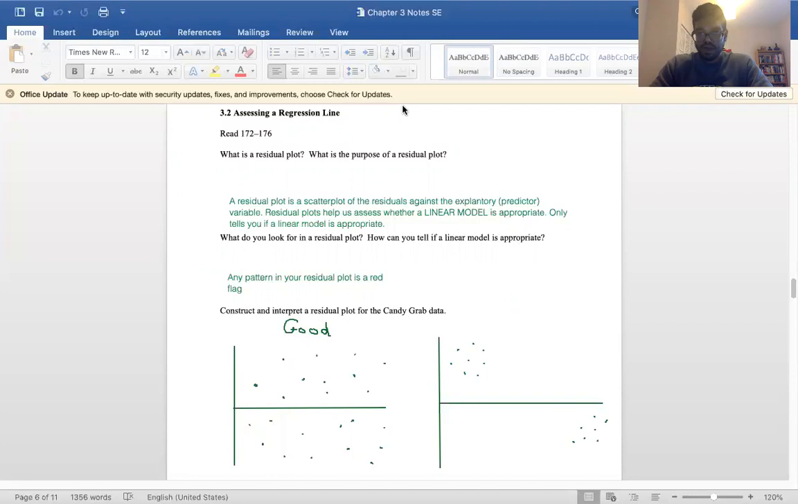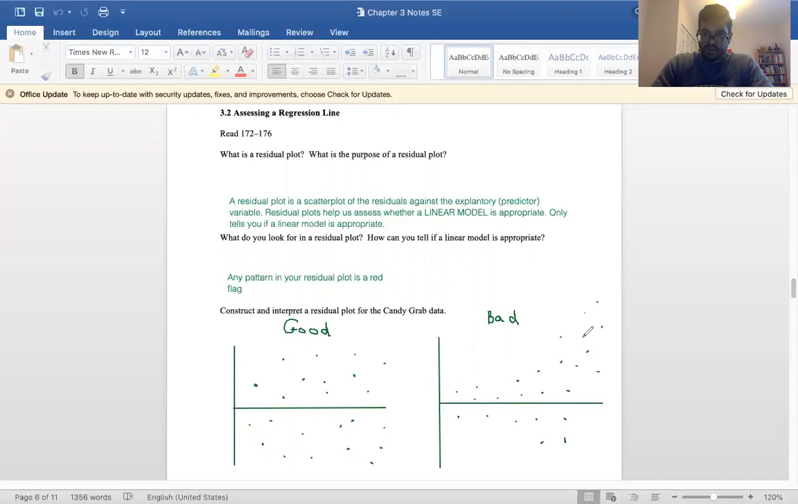The other bad one that I want to show you is if you have something like this. This is probably going to be the trickiest to see. We'll talk about this in class, but I want you to think about what pattern you're seeing here.